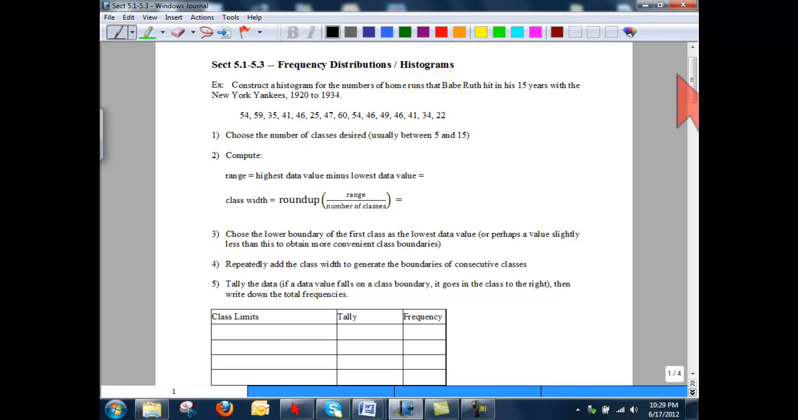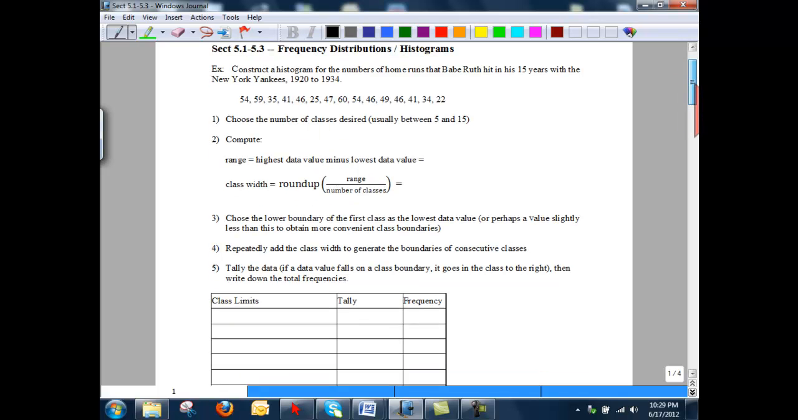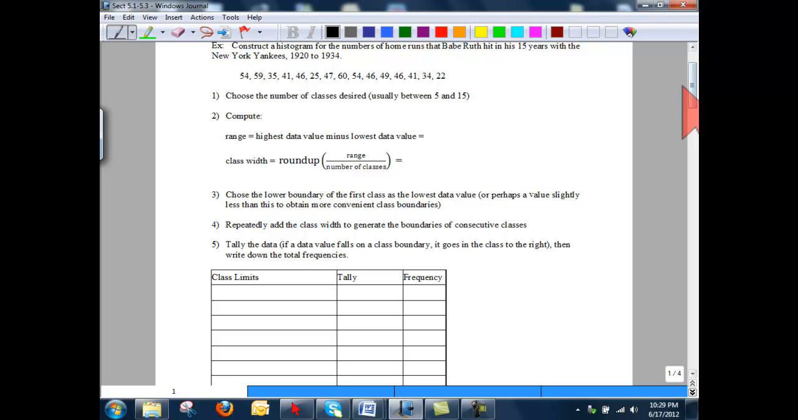Let's use this data to generate a histogram. I'm going to do it in a very cookbook sort of way. Here are the steps, and you just follow them, and out pops the desired graph. Choose the number of classes, usually between 5 and 15. This is going to eventually end up being the number of bars in the histogram.